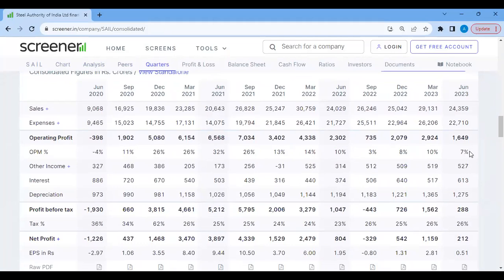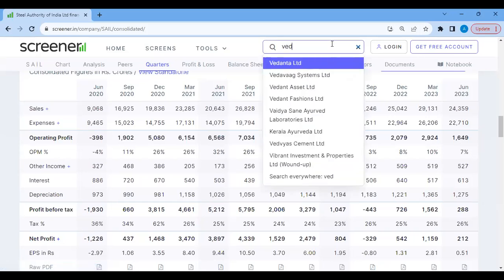So what could we possibly tell? Neither I can tell, nor you can tell, nor the company's owner can tell. It is very, very difficult to predict the margin percentage of this company. Right? Let us look at another example.